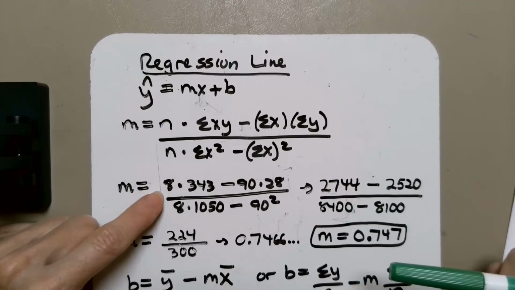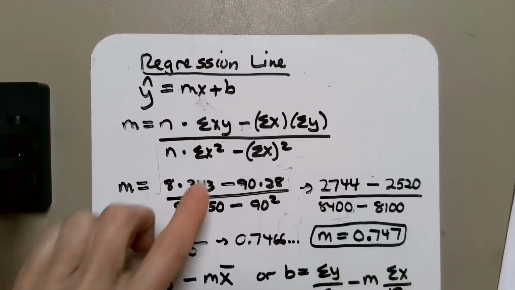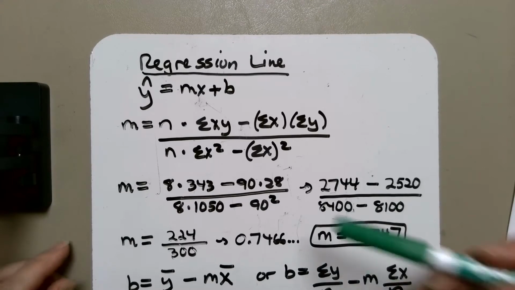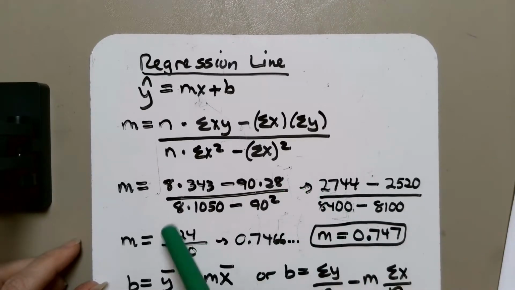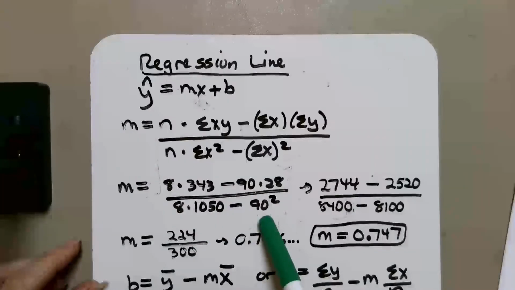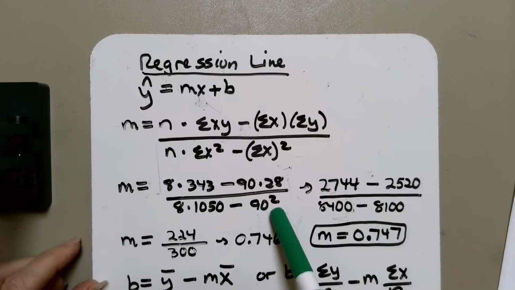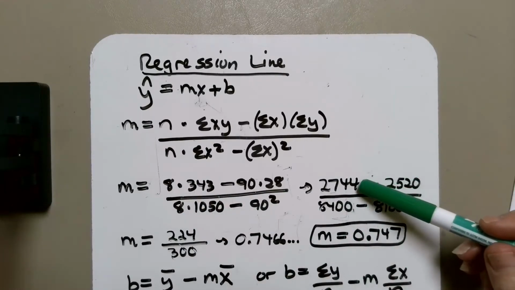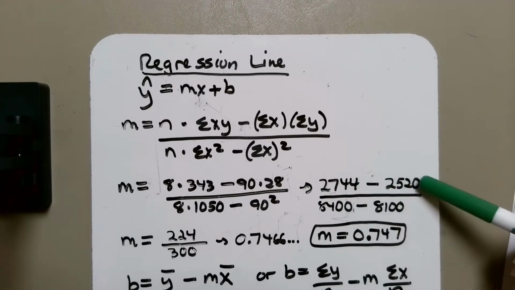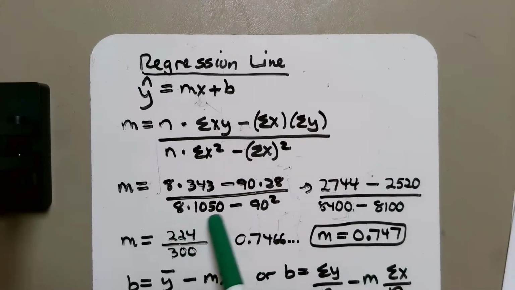So putting in these numbers, 8 times the sum of xy, 343, minus the sum of x, 90, times the sum of y, 28, over n, 8, times the sum of x squared, 1050, minus the sum of x, 90, squared. So calculating 8 times 343, you get 2,744, minus 90 times 28, 2,520. 8 times 1,050 is 8,400, minus 90 squared, 8,100.